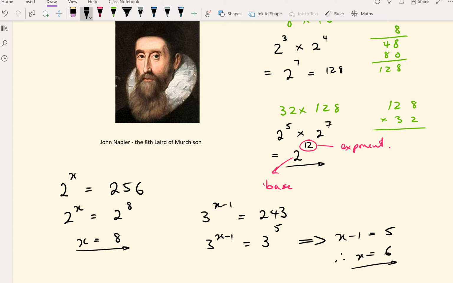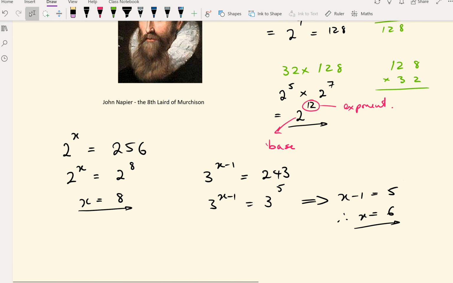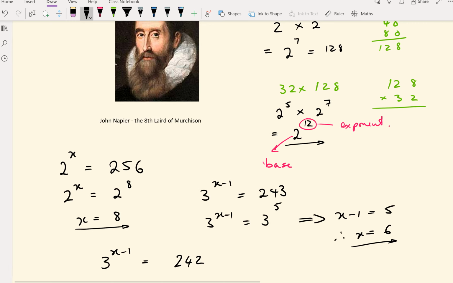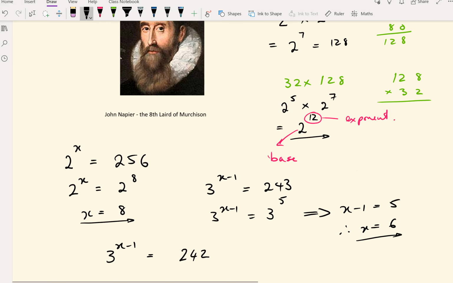That's all good and well, but what happens if I have something like this? 3 to the x minus 1 is equal to, not 243, is equal to 242. Well, that's not 3 to the power 5. It's some number to a power. It's 3 to some power, but we don't know what that power is. And this is what Napier was able to help with his work on logs.